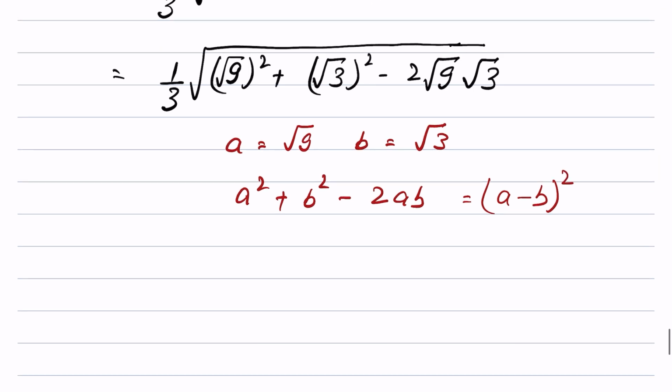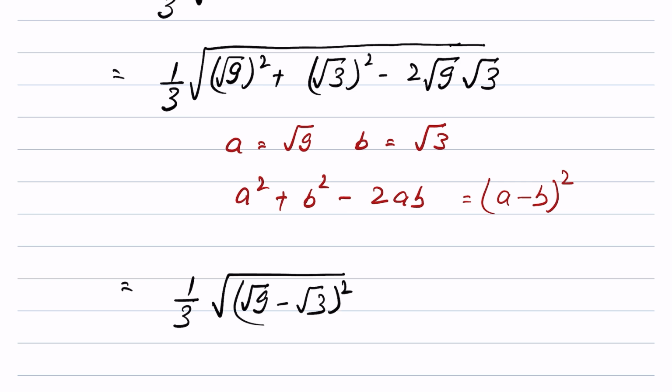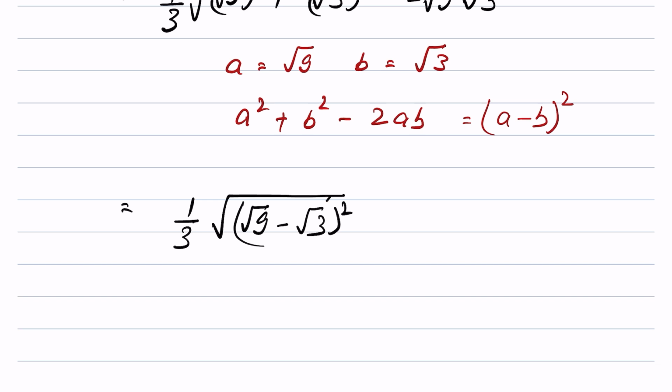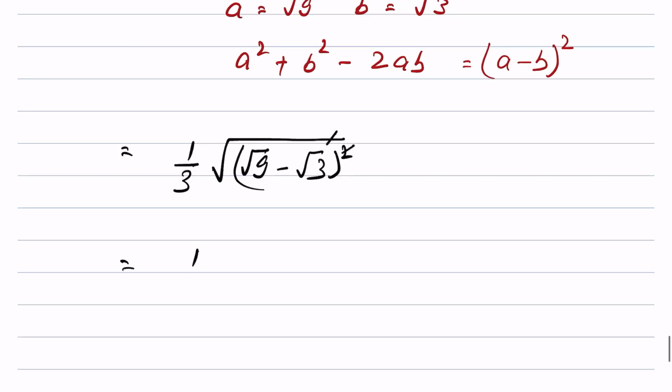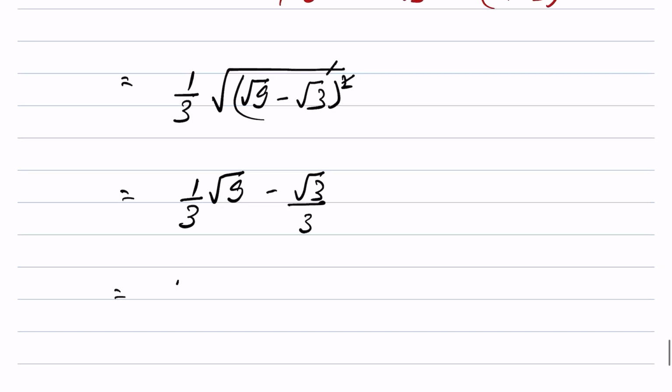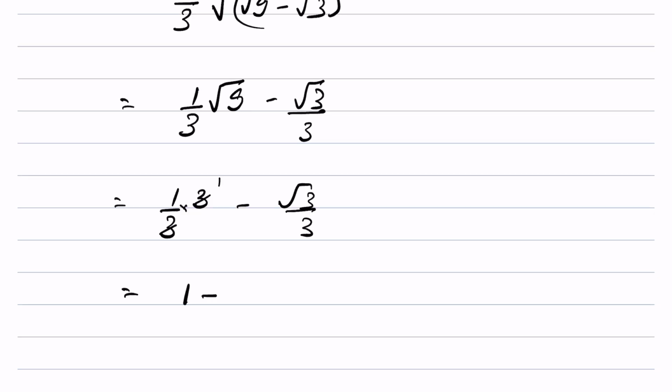So we can write it as 1 upon 3, then square root of 9 minus square root of 3 whole square under square root. Now we can remove the square root with this square. So it is 1 upon 3 times square root of 9 minus square root of 3 upon 3, or 1 upon 3, square root of 9 is 3. So 3 times 1 is 3 minus square root of 3 upon 3. So it is 1 minus square root of 3 upon 3. This is our answer.